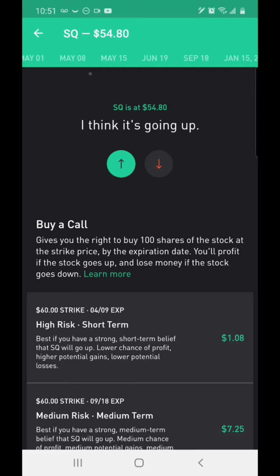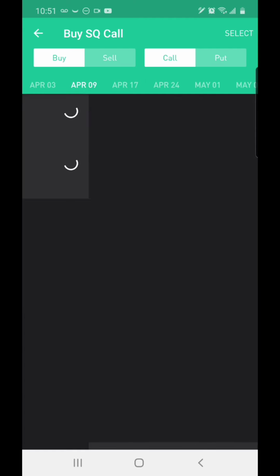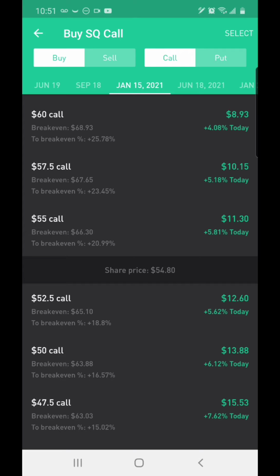So considering the current situation and we don't know when the market is going to fully recover, I want to go a little bit further out. So let's say I'm going to give Square until January 2021 to reach the $85 target price or strike price. So I'm going to click on January 15, 2021.